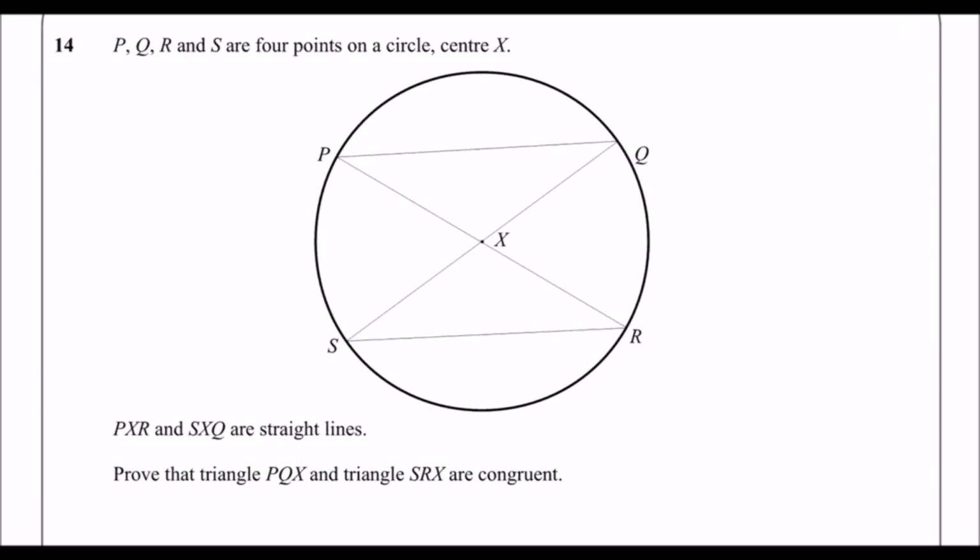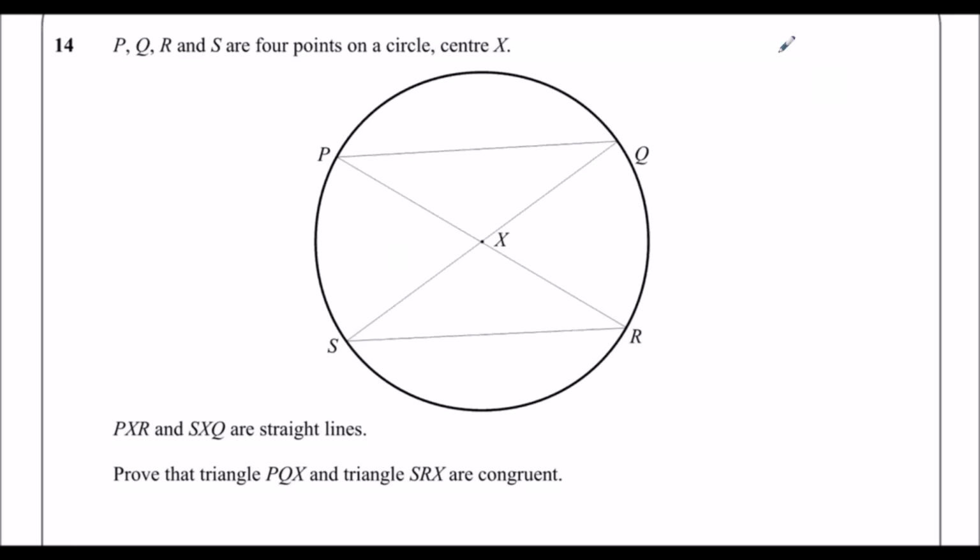Question 14. P, Q, R and S are 4 points on a circle, center X. PXR and SXQ are straight lines. Prove that triangle PQX and triangle SRX are congruent. Prove that they're the same.